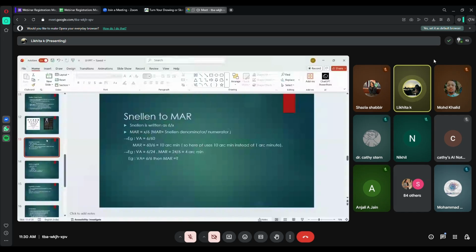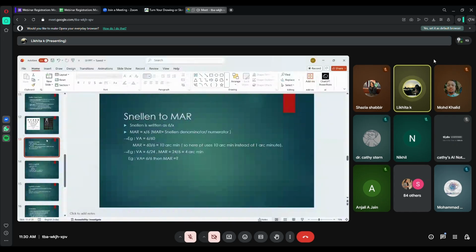So coming to the Snellen to MAR conversion, MAR equals 60 by 6. That means here we require 10 arc minutes. So in this case, the patient uses 10 arc minutes instead of 1 arc minute. Just as we consider 6 by 6 as normal visual acuity, 1 arc minute is considered normal.